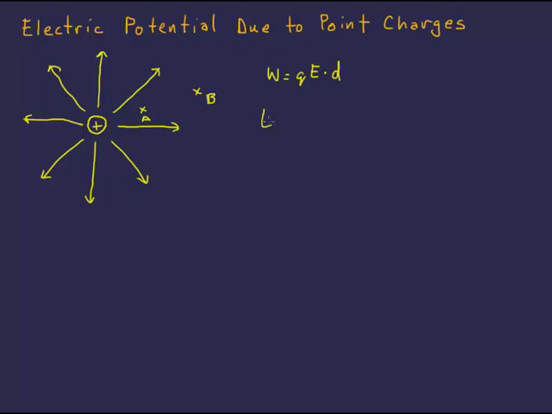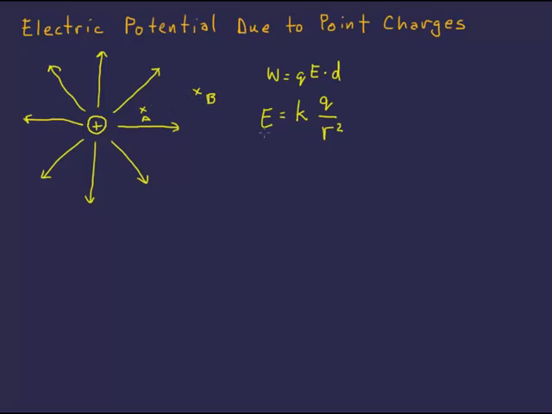The electric field being kq over r squared, we would find that the electric field would be stronger closer to the charge and weaker as you go further out. So the amount of force that you use in moving this from A to B is going to change as you move it.